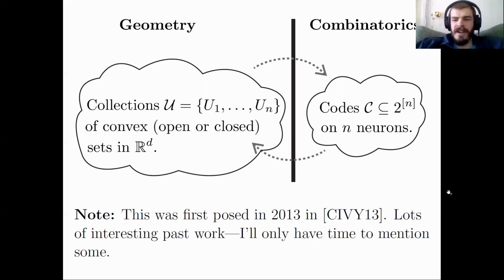Who are CI, V, and Y? So this is Karina Kurto, Vladimir Itzkov, I forget his first name, Velis Cuba, and Nora Youngs. And Nora Youngs is a student of Karina Kurto, I think, at the time this paper was published.